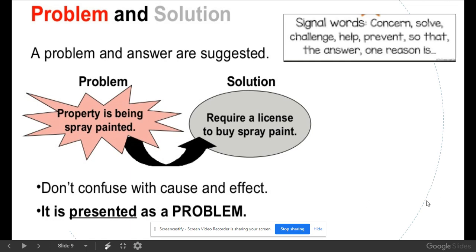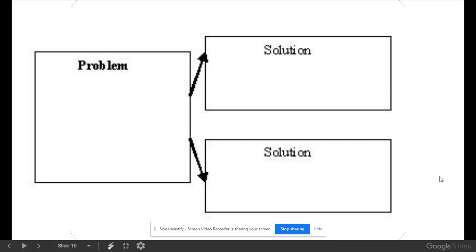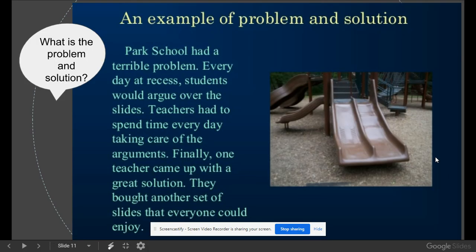So problem and solution is when they present a problem and then offer a solution. Simple as that. Property is being spray painted. The solution is to require a license to buy spray paint. Try not to confuse this with cause and effect. So this is when you will see signal words such as solve or to prevent, one reason, concern, challenge, help. And this is what a graph would look like.